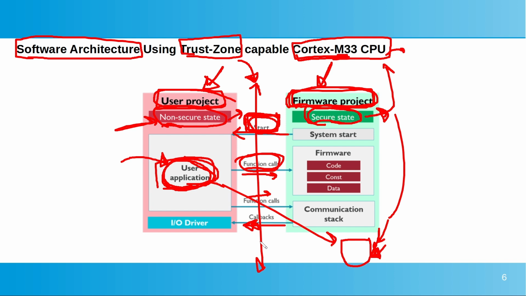So what we need to keep in mind is that with this TrustZone, we'll create isolation between the user application and the firmware that we will trust. The user application will run in non-secure state. The trusted firmware will run in secure state. And ARM has set up a set of predefined flows to communicate back and forth between the non-secure and secure state.